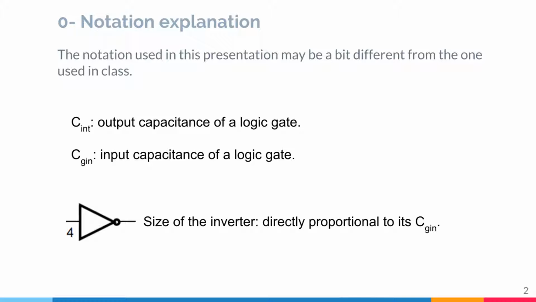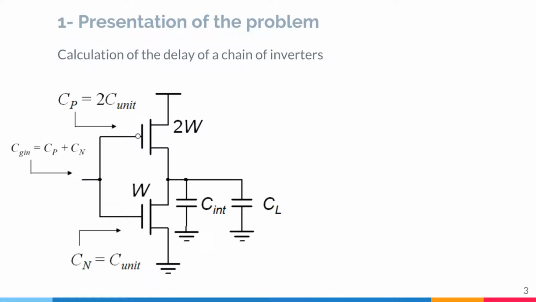During these slides, we use a very specific notation. This notation is different from the one in class. Cint represents the output capacitance of a logic gate, while Cgin is the input capacitance. When we put an inverter with a number on the left, it represents a generic gate with the specified size. With this size, we can obtain the input capacitance, as they are directly proportional. Now that the notation has been presented, we can proceed to explain the problem we want to optimize.